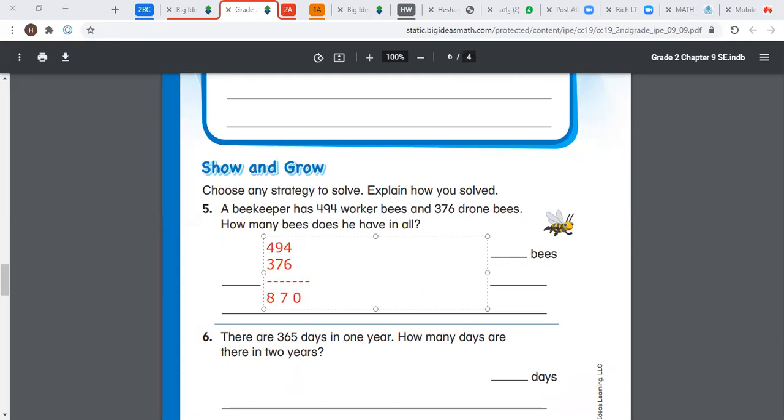Yes, 870. What's the name of this strategy? Do you know the name of the strategy? No. It's called the place value strategy. So let's write here by using place value strategy.